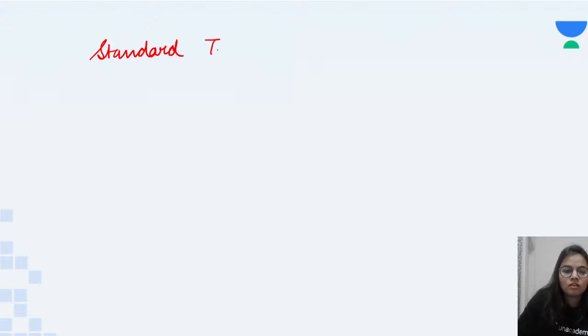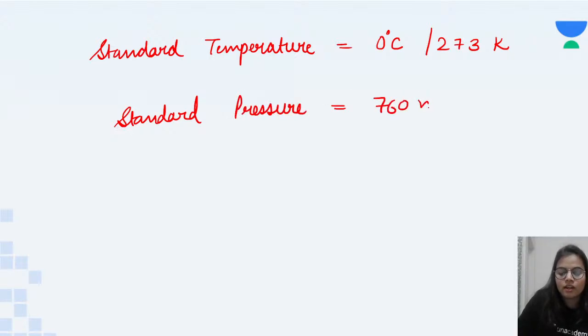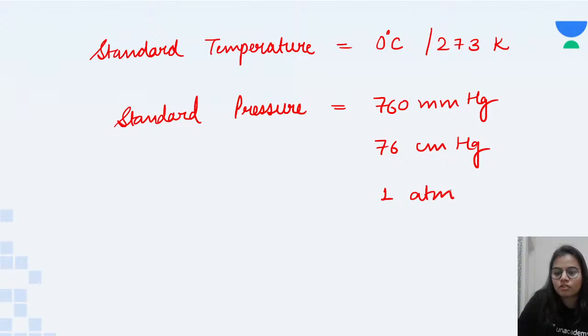Okay, so here we can write standard temperature is equal to 0 degrees Celsius or 273 Kelvin, and standard pressure is equal to 760 mm of mercury, or 76 centimeter of mercury, or 1 atmosphere. So these are the standard values that we have.